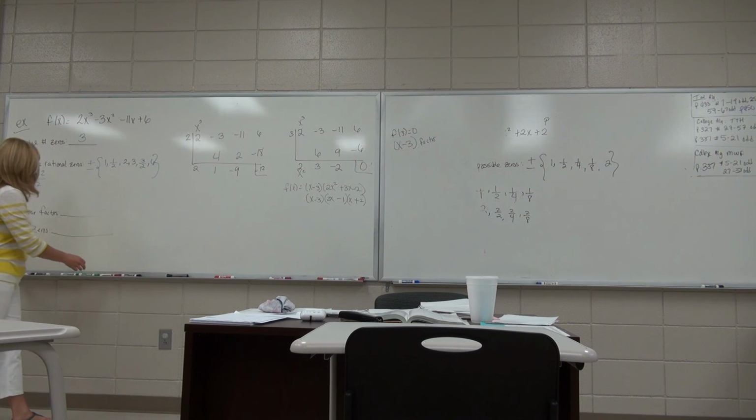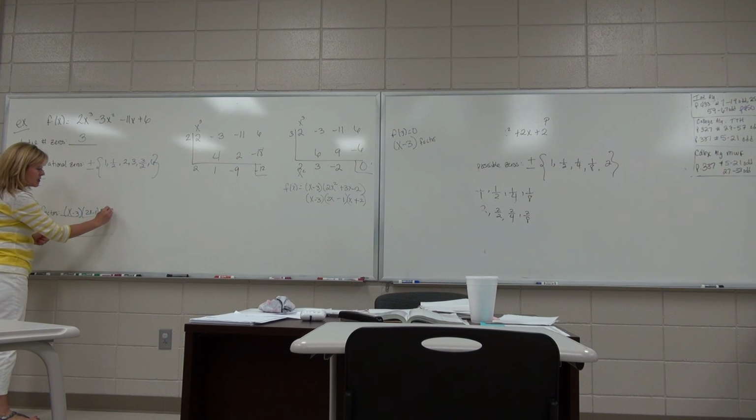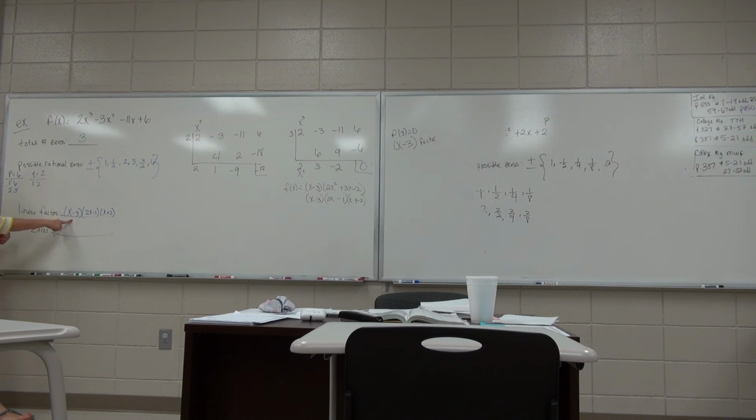Alright? So we can come back over here and we can write these 3 factors. x minus 3, the one I found. 2x minus 1. And x plus 2. So my zeros are, what made this one 0? 3. What makes this 0? 1 half. And negative 2. Right?